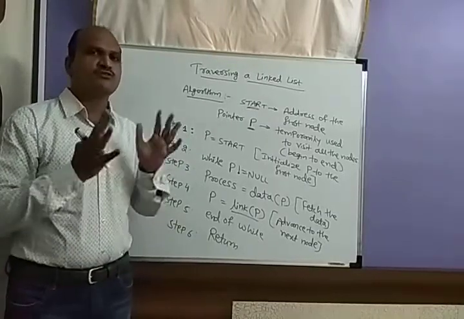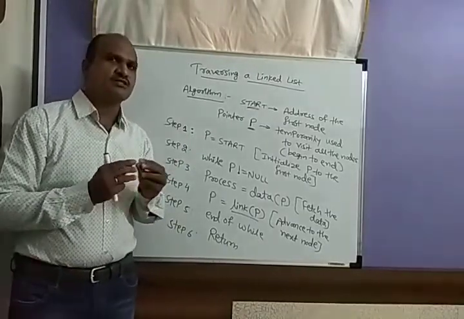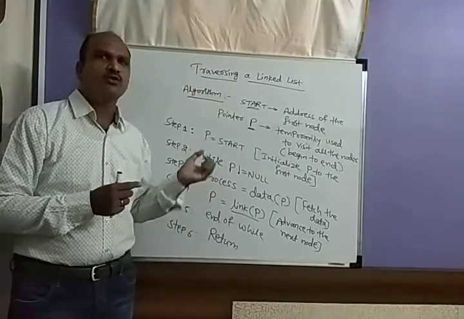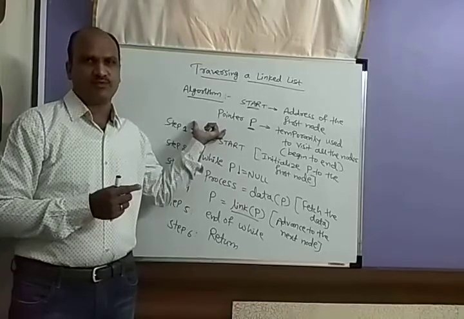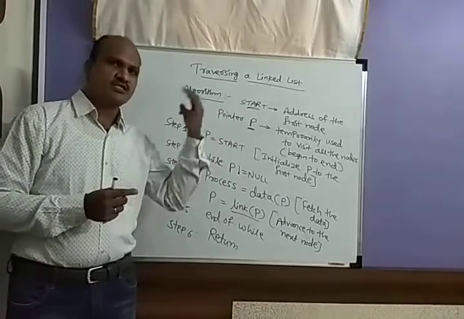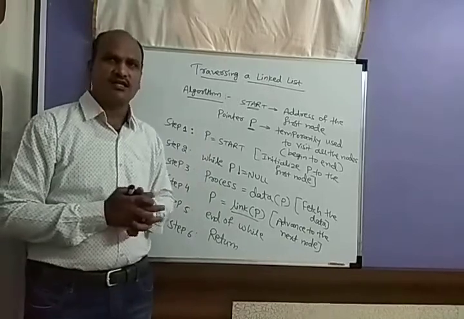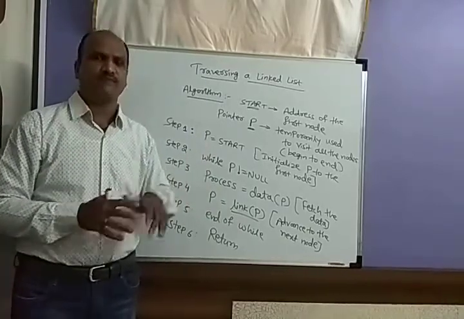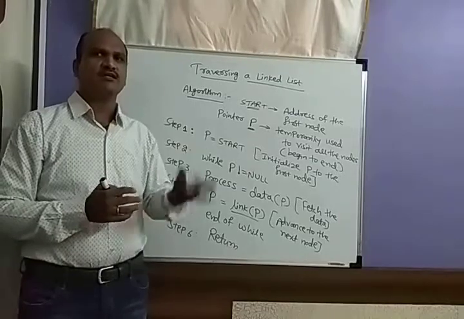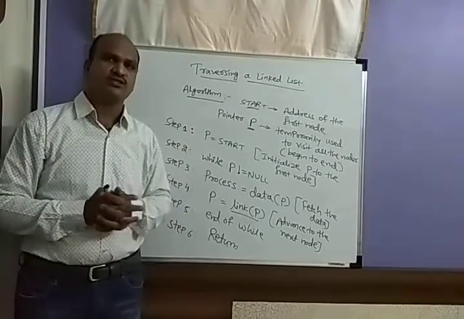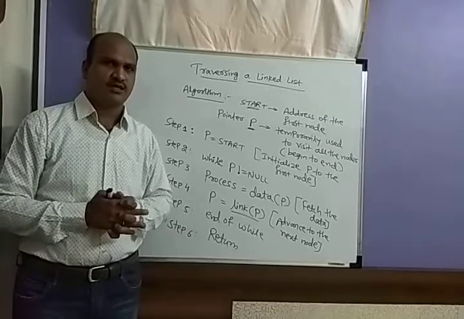Okay, so this is what the simple algorithm for traversing a linked list is. This is today's discussion, that is, how to traverse, meaning the steps you have to follow, and also the algorithm. So first is creation of a linked list, that is one operation. Second is traversing a linked list, that is the second operation. In the next class we will discuss the third operation, that is how to insert a node. Okay, thank you very much.